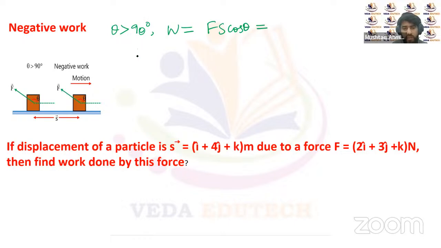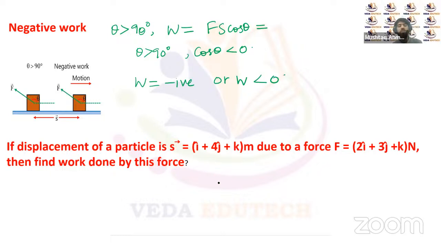So when theta is greater than 90 degrees, cos theta will have negative values, that is, less than 0. If cos theta has a negative value, then work done has to be negative, or we can say work done will be less than 0. So work done is negative when the angle between the force vector and the displacement vector is greater than 90 degrees. The work done is said to be negative work done.